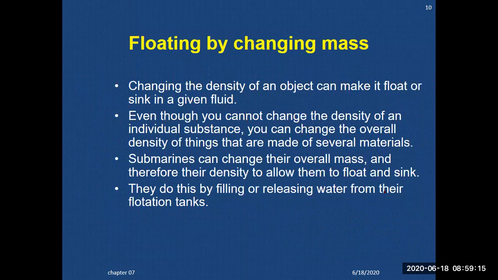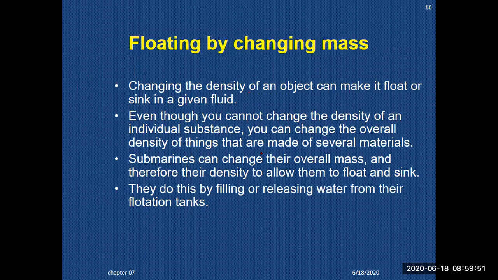Changing the density of an object can make it float or sink in a given fluid. This is the main idea: floating by changing mass, changing the density, because mass is linked with the density. A change in mass means a change in density. So changing the density basically results in floating or sinking of the object. Even though you can't change the density of an individual substance, you can change the overall density of things that are made of several materials. Different types of materials can be used to change the density of the object.